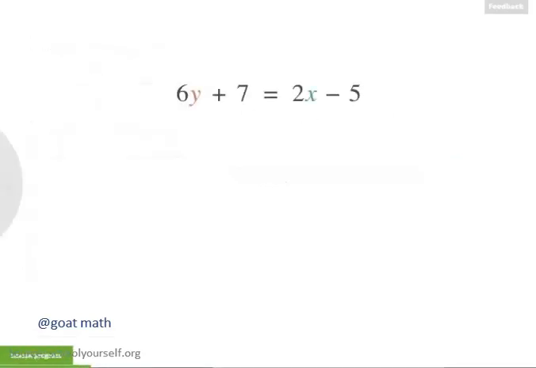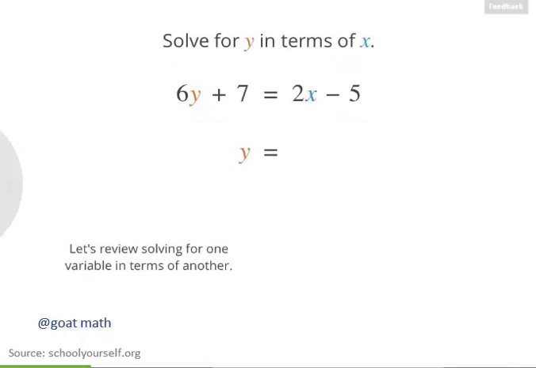Great, so next let's look at an equation with two variables. 6y plus 7 equals 2x minus 5. Try solving this equation for y in terms of x. Once you've done that, we'll move on to inequalities with two variables.